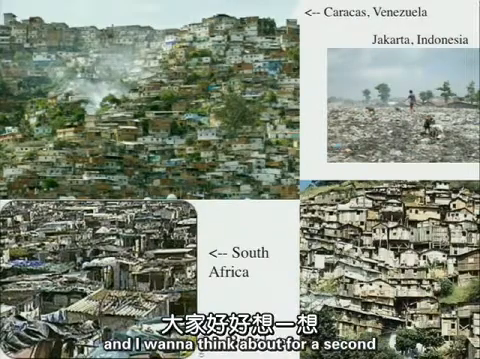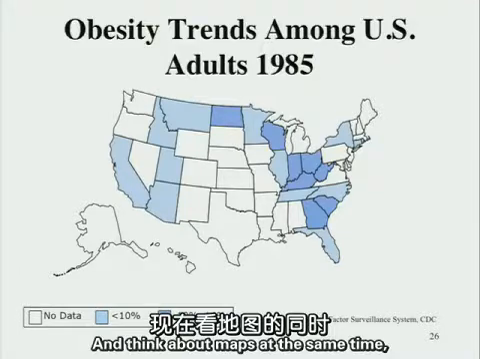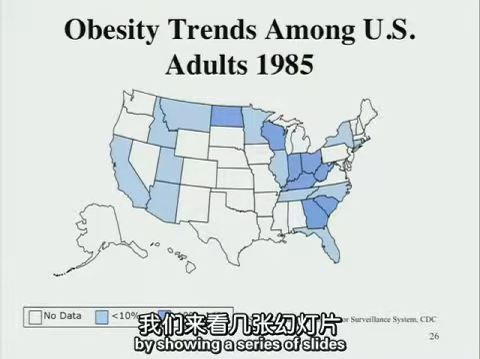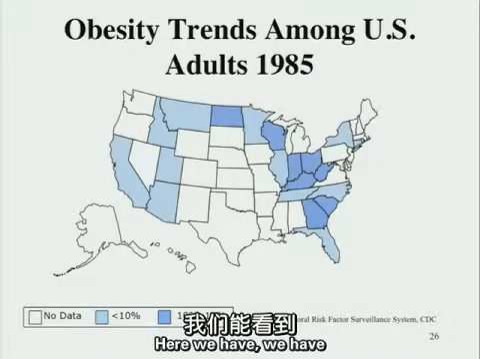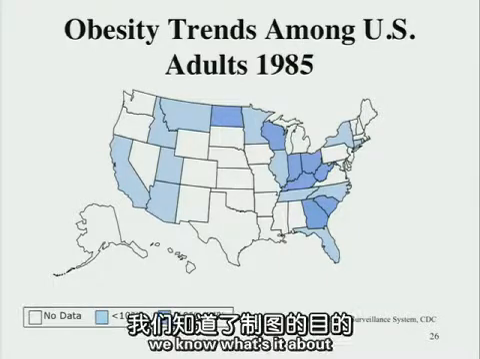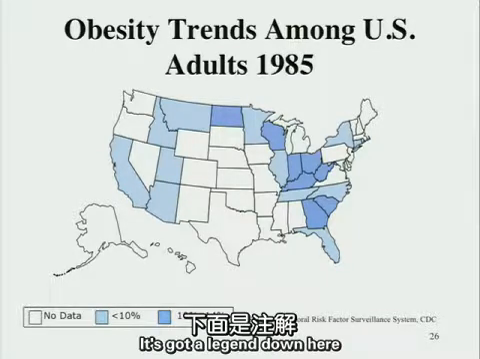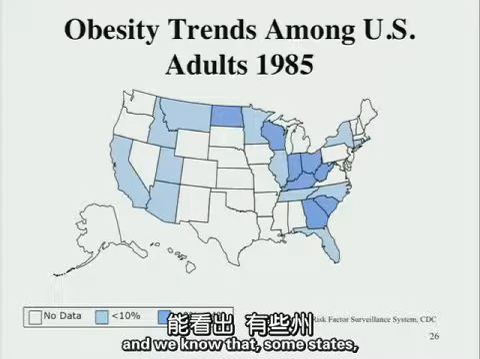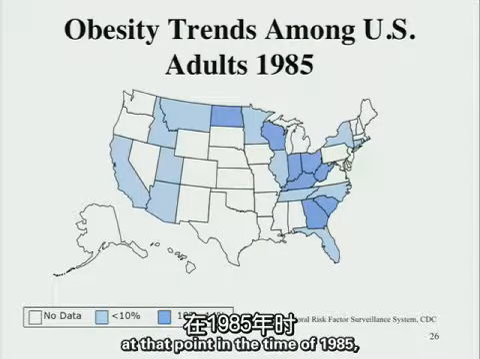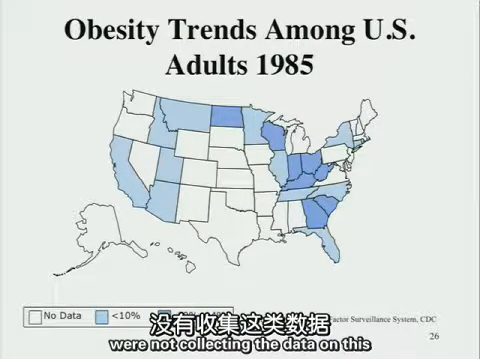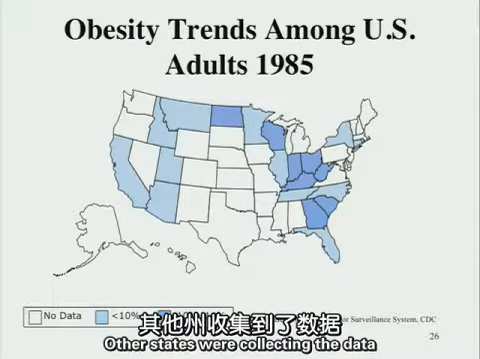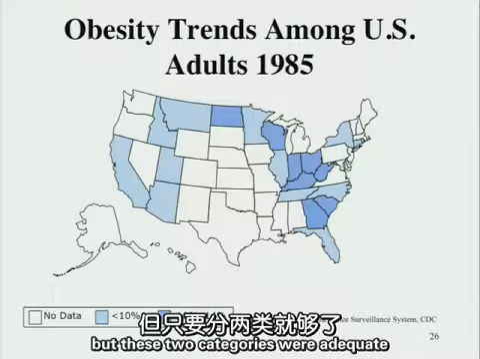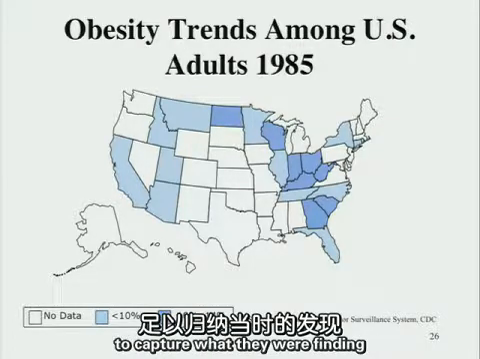and I want to think about it for a second and think about maps at the same time by showing a series of slides depicting obesity rates in the United States. Here we have the map has a nice title. We know what it's about. It's got a legend down here, and we know that some states at that point in time, 1985, were not collecting the data on this. We didn't know. Other states were collecting the data, but these two categories were adequate to capture what they were finding.